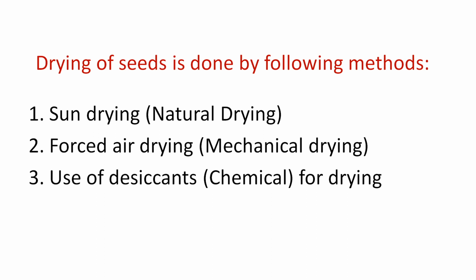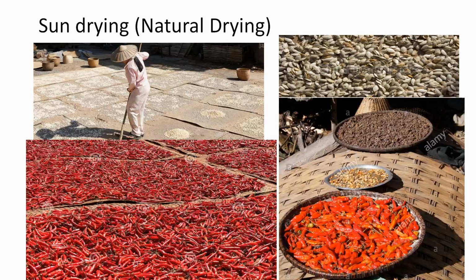Coming to the first one, sun drying, it is the easiest process in which we spread the seeds over the ground, or it can be spread over a tarpaulin sheet. It is a traditional way of drying, and we avoid drying during high sunlight intensity, because it may damage the seed. As sun rays also contain UV rays, it may damage the seed. That's why we avoid drying from 12 to 2 p.m.